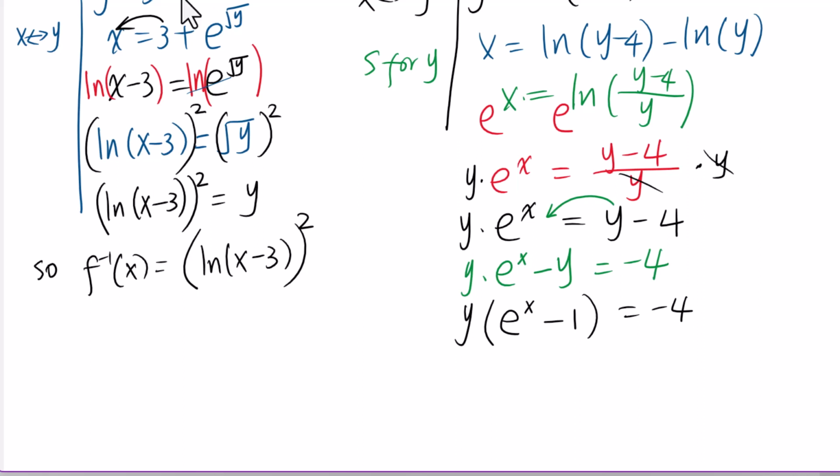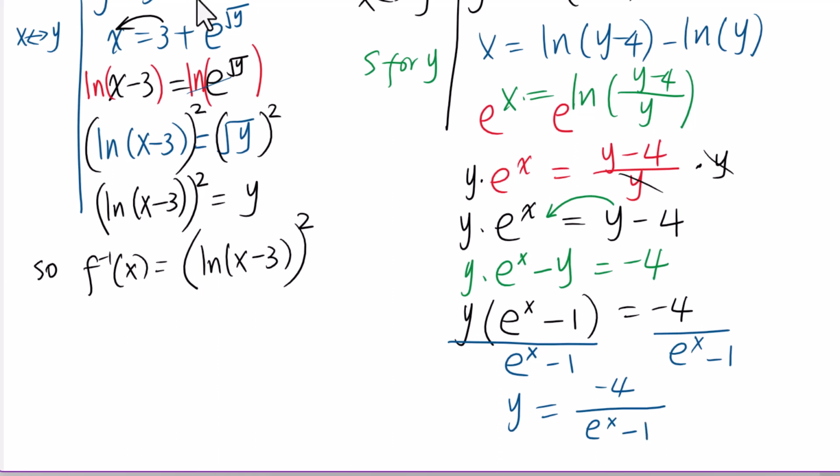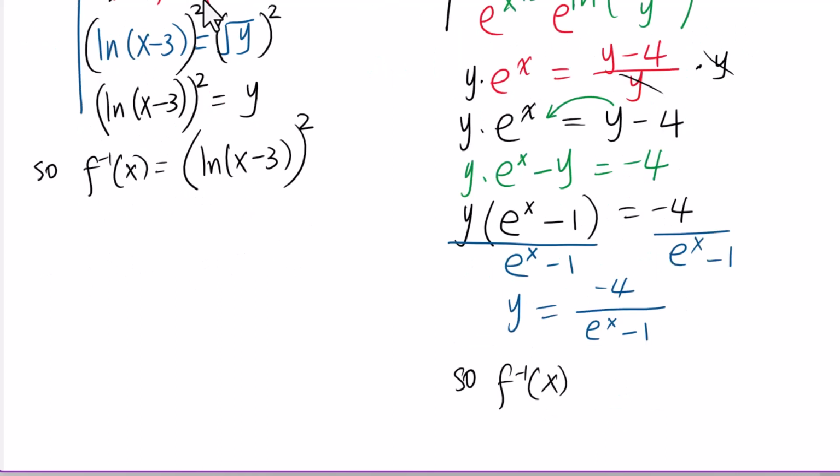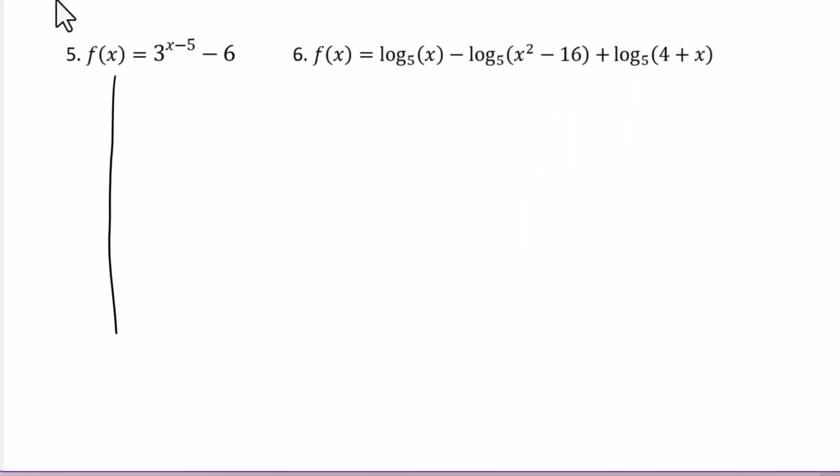Since I'm solving for y, we divide it by e to the x power minus 1, both sides. Y equals negative 4 over e to the x power minus 1. So inverse of f of x equals negative 4 over e to the x power minus 1. Question 5. We will change f of x into y. Then switch x, y.